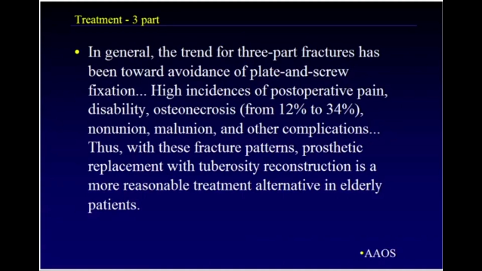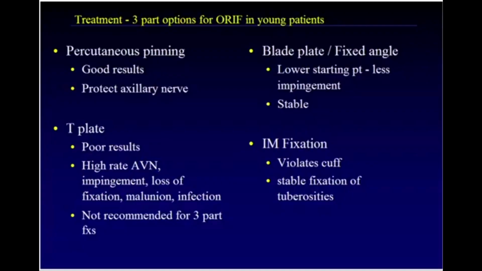And for most three-part fractures in elderly, debilitated patients particularly, prosthetic replacement of the proximal humerus is probably the treatment of choice in comparison to ORIF. What about the three-part fracture in the young patient, however? These are ones that we would not think would do well with a prosthetic replacement of the proximal humerus, and ORIF is indicated. You can do percutaneous pinning. It has the benefit that it does protect the axillary nerve and prevents complications from a big wound and big dissection. You can use plate fixation.